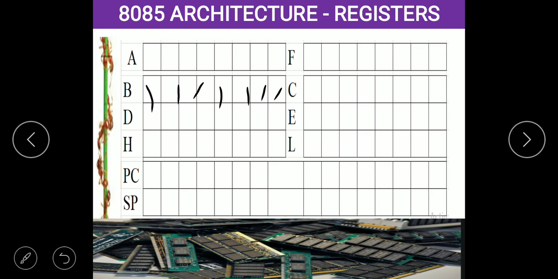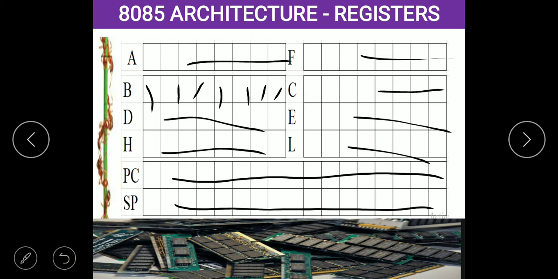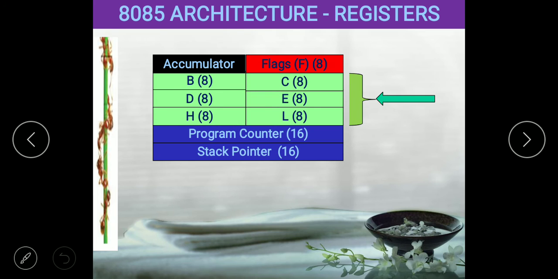Similarly, D register 8, H register 8, E 8, C 8, L 8. A also 8, F also 8. But the program counter has 16 bits and the stack pointer also has 16 bits of data in it. If you know this, it is more than sufficient. That's all about the registers. I will give one example so that it will be easy for you to recollect and remember it. Now we are going to see only these registers.